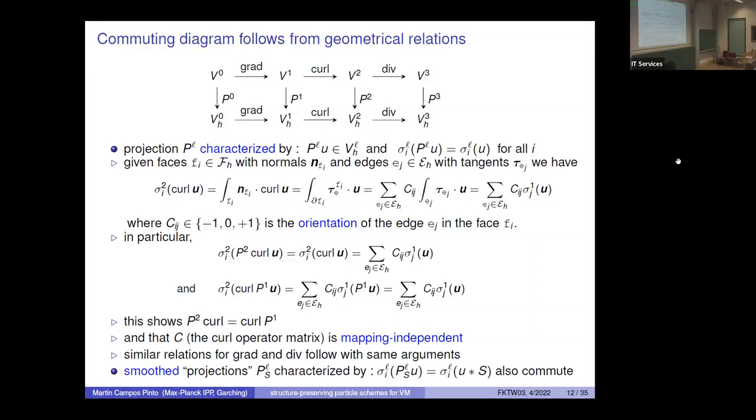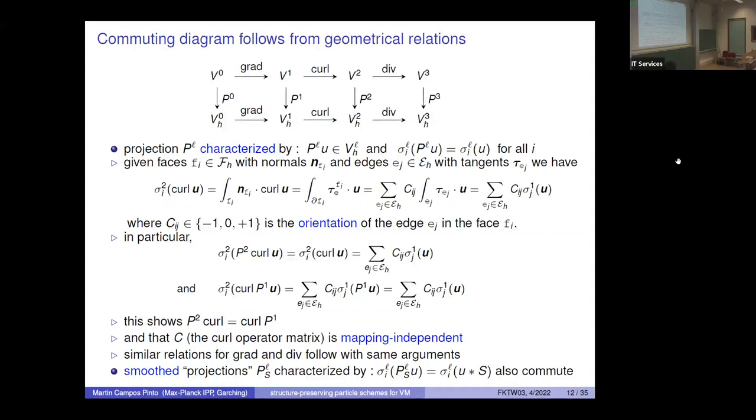This shows two things. If you apply that to the projection of the curl, then you end up with this linear combination, and you obtain exactly the same thing if you apply that to the curl of a projected solution, of a projected function. So it means that the two are equal. So you have proven that the diagram was commuting.